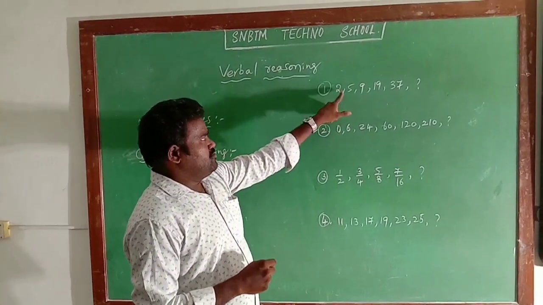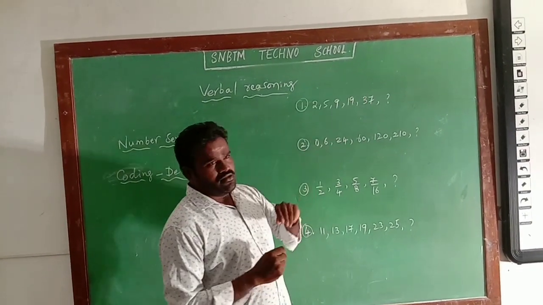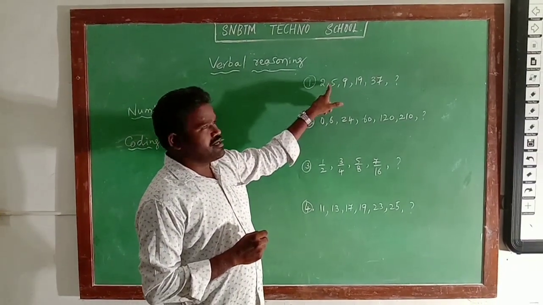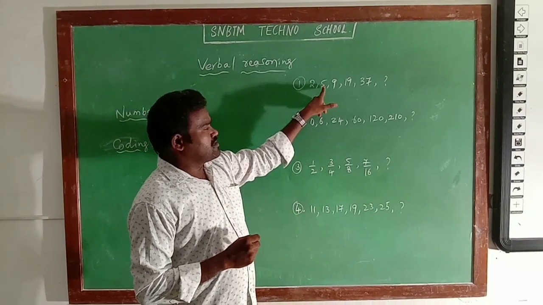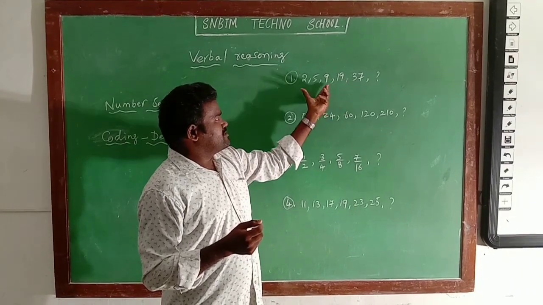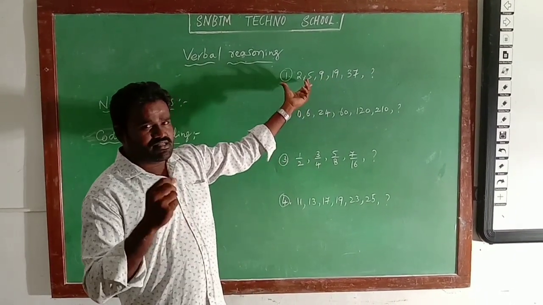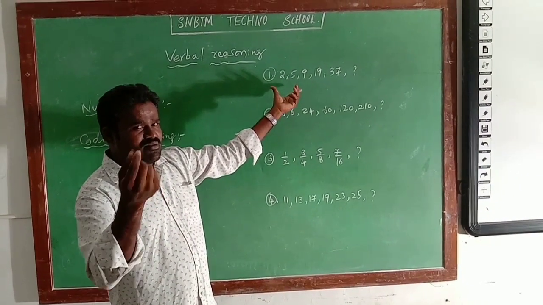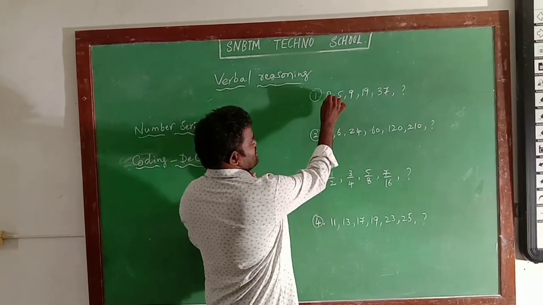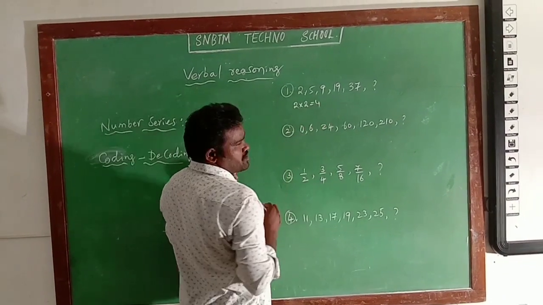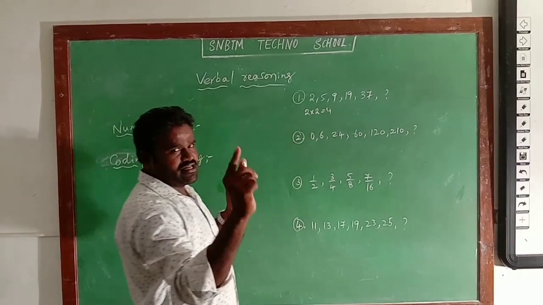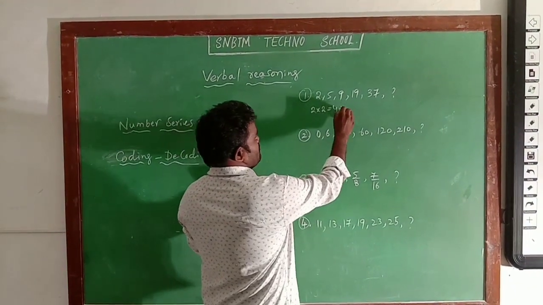See 2, 5, 9, 19, 37. Observe the pattern of the number series. Double of 2 is 4. Double of 5 is 10. Double of 9 is 18. So these are very near to the double numbers. Suppose double the 2, 2 twos are 4. To get to 5, how much do you have to add? Clearly it is 1, so plus 1.